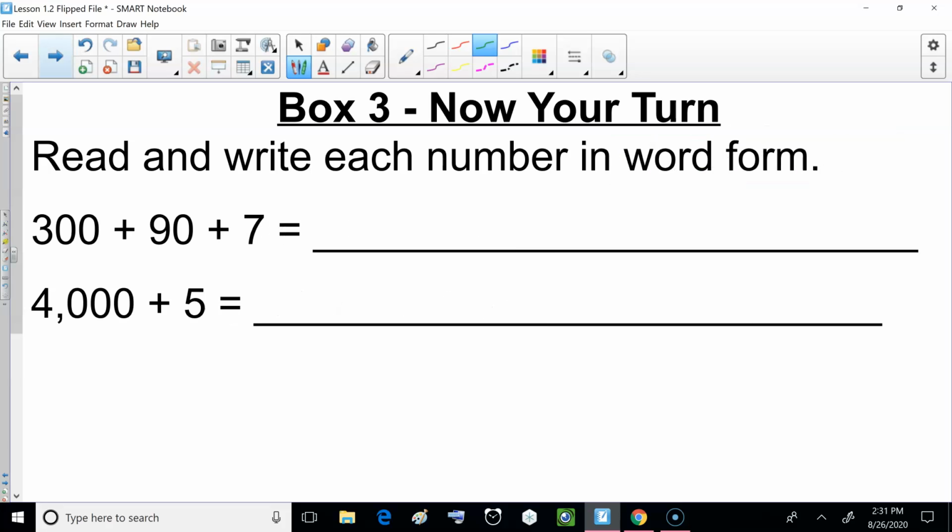Finally, we have expanded form to word form. So you can use our example from earlier in this video about how you go from expanded to standard, and that can help you go from standard to word form. So pause the video right now, complete these, and see how well you've done.